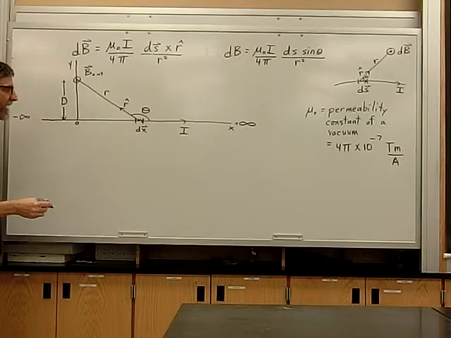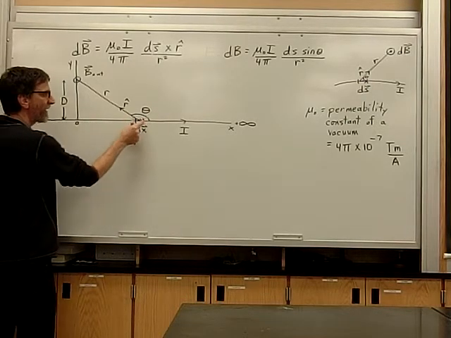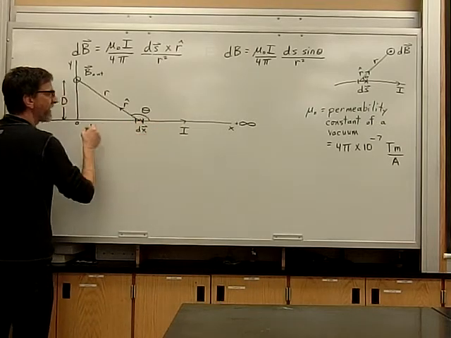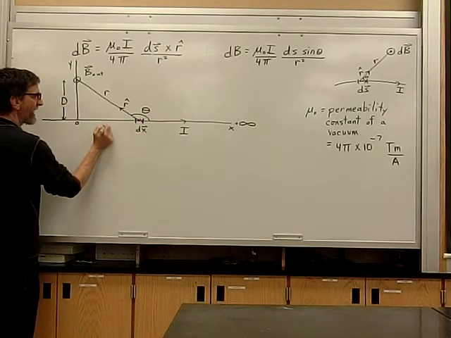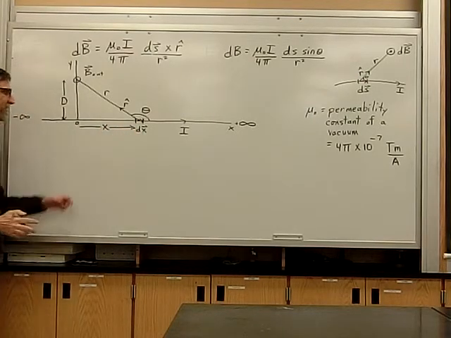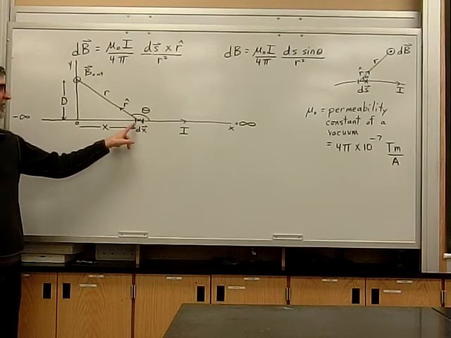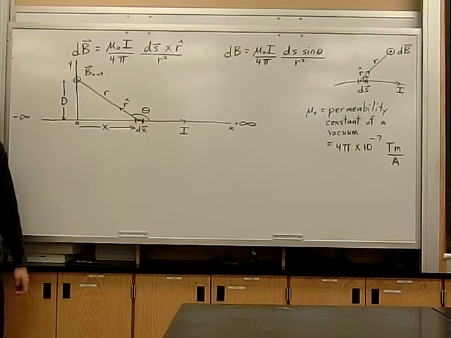I can also locate the piece of current that I picked. I picked this piece here. I could have picked any other piece on the wire. I need to locate that measured from the origin with a new variable, which I'm calling x. So x is the distance from the origin out to where you picked your little piece of the wire.